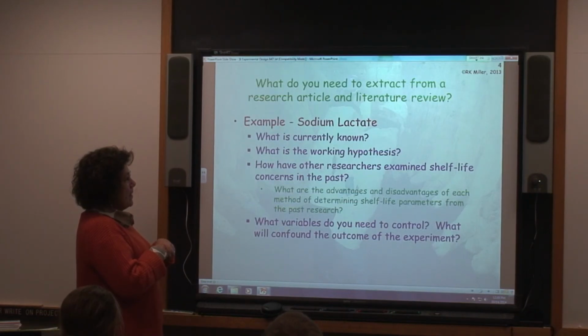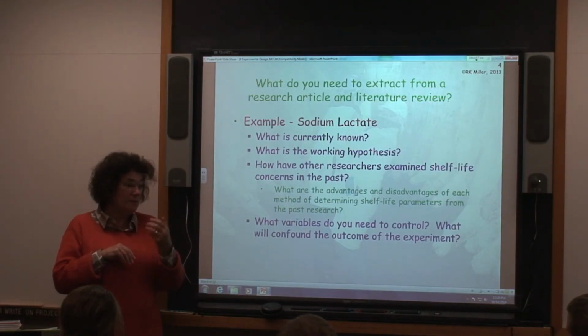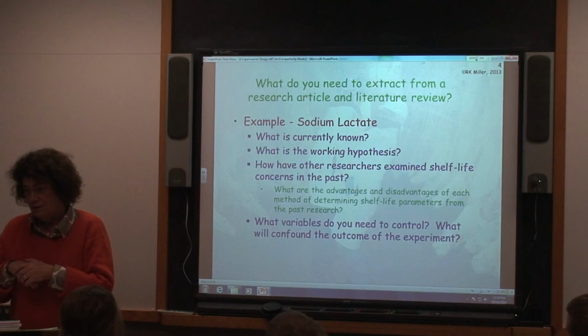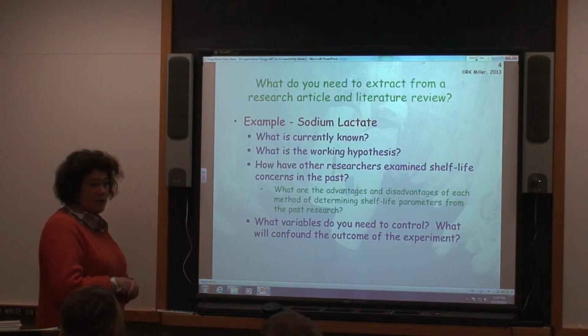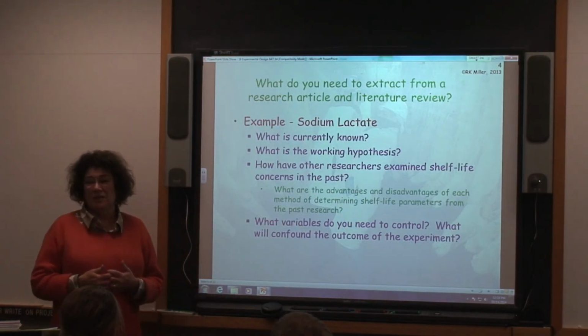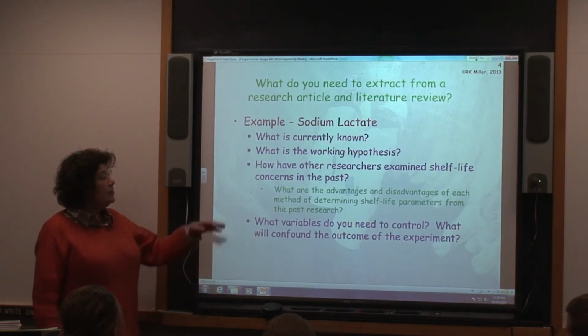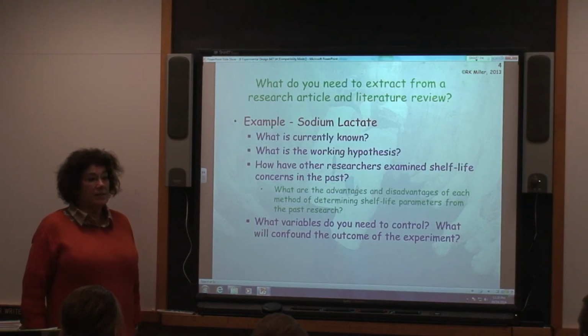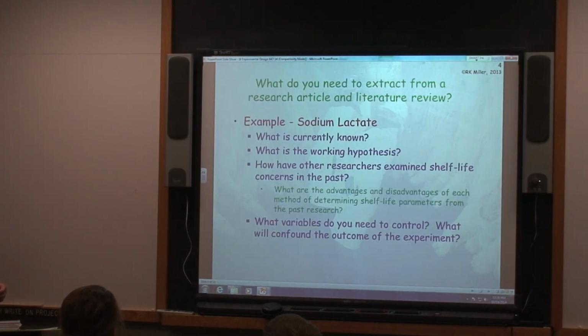So sodium lactate, what's currently known? Well, sodium lactate has been used in the bread industry. It's been used in the soup industry. It's used in the medical industry. It's used at high levels to make people throw up after they consume poison, because at high levels it's very caustic. So you go out and find out all that kind of stuff. And then you develop a working hypothesis. And our hypothesis was, does addition of sodium lactate increase shelf life without impacting flavor or palatability in a negative way in pre-cooked roast beef?